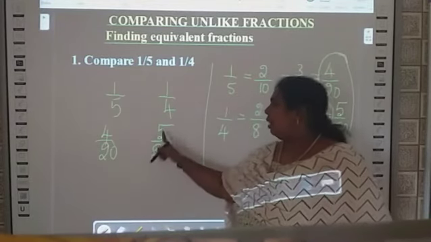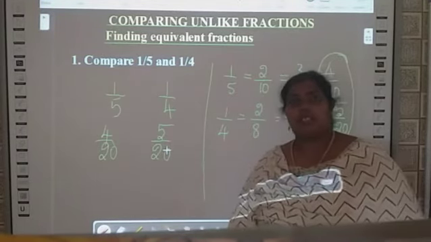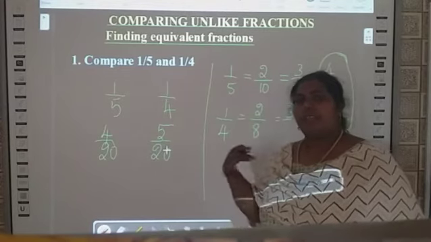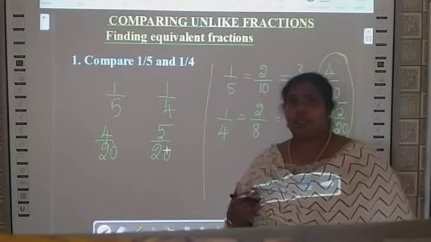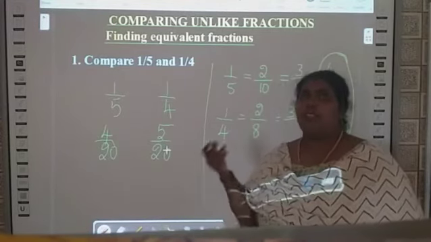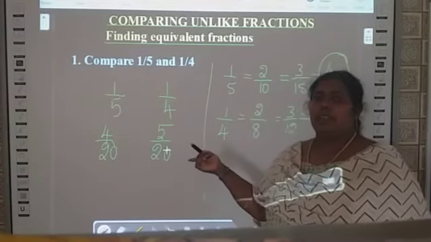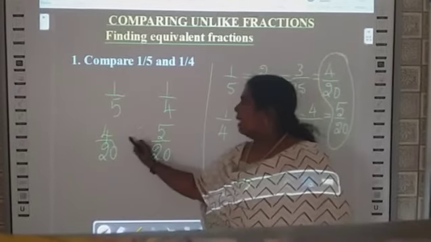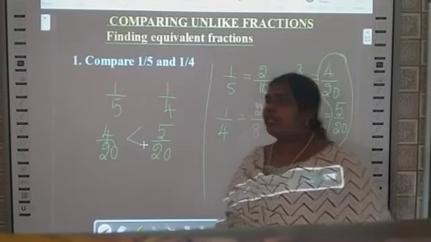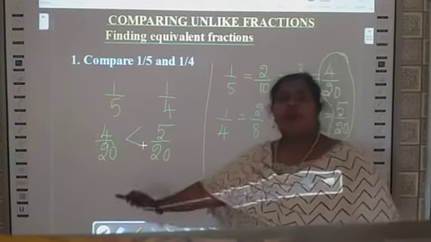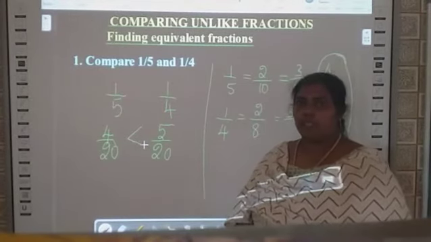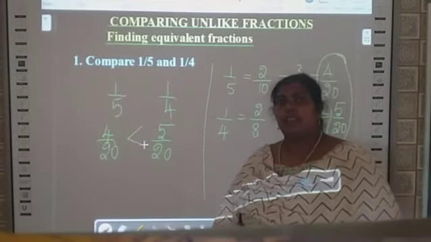So 4 by 20, 5 by 20. Which is the greatest value? If the denominator is equal, which number do we want to check? The numerator value, isn't it? The numerator value is 5. Is that less than or greater than? So here that is less than. 4 is less than 5. That means 4 by 20 is less than 5 by 20. Now do you understand? Yes.